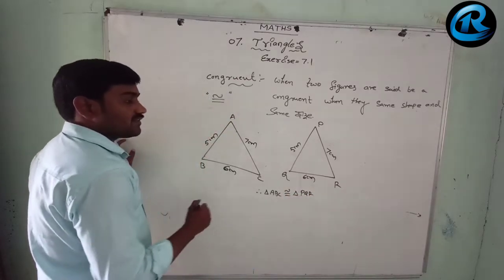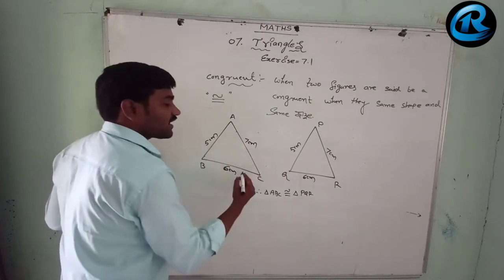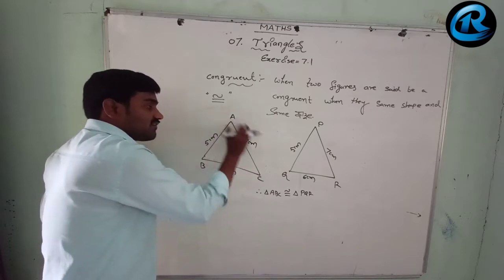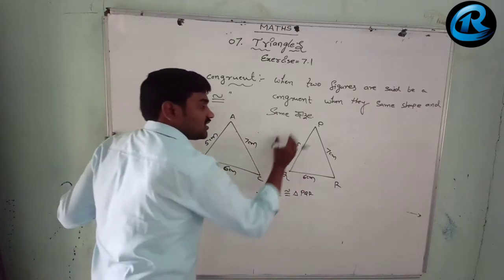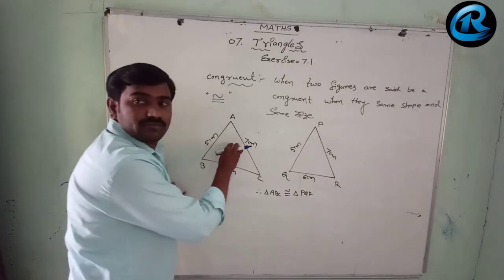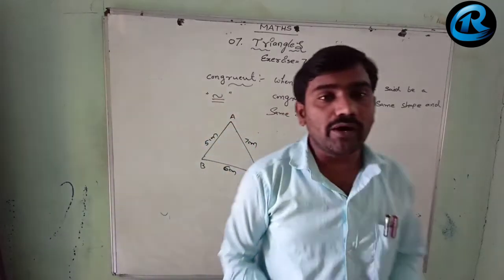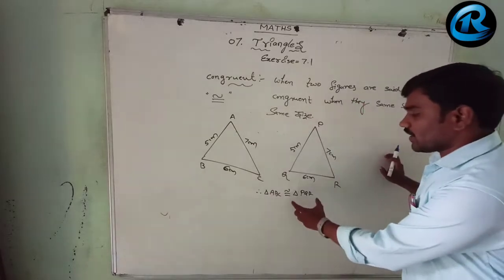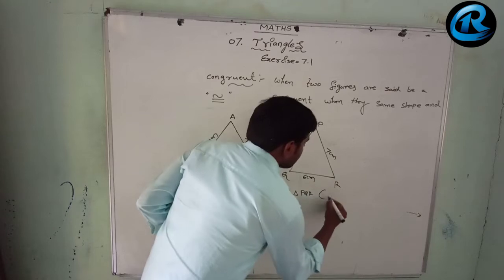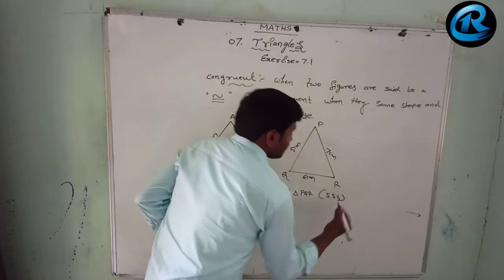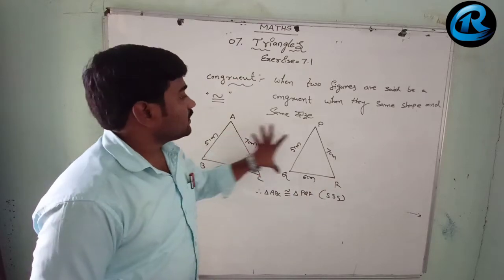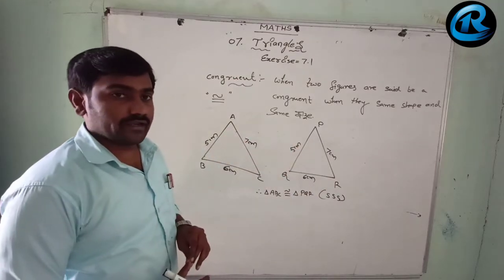By which rule? Here 3 sides of one triangle are equal to 3 sides of another triangle. The 3 sides of this first triangle are equal to the 3 sides of this second triangle. So we can say that triangle ABC is congruent to triangle PQR, by the side criteria rule.